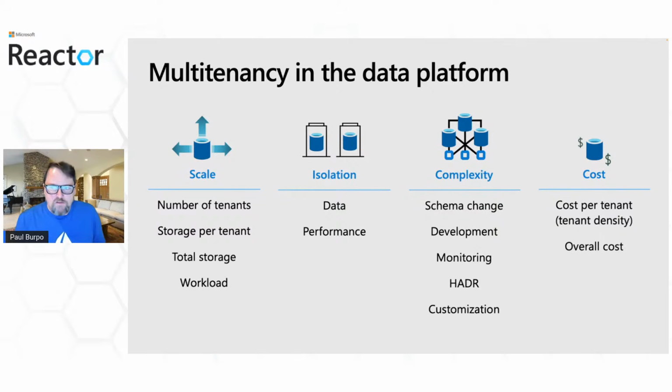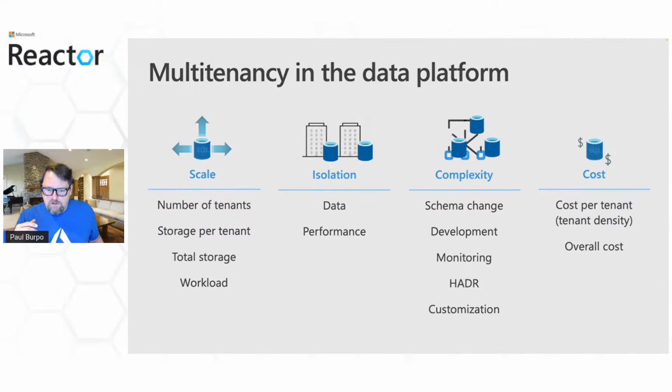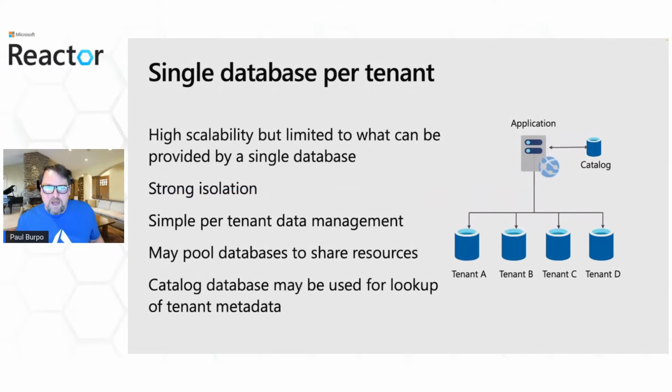Finally, we have the cost. And this is not just the overall cost, but the cost per tenant. And you'll sometimes hear this referred to as the tenant density of the solution. So you need to consider all of these factors when designing the solution. So what we're going to look at next is a few of the more common patterns that we see in the Fast Track for ISVs group.